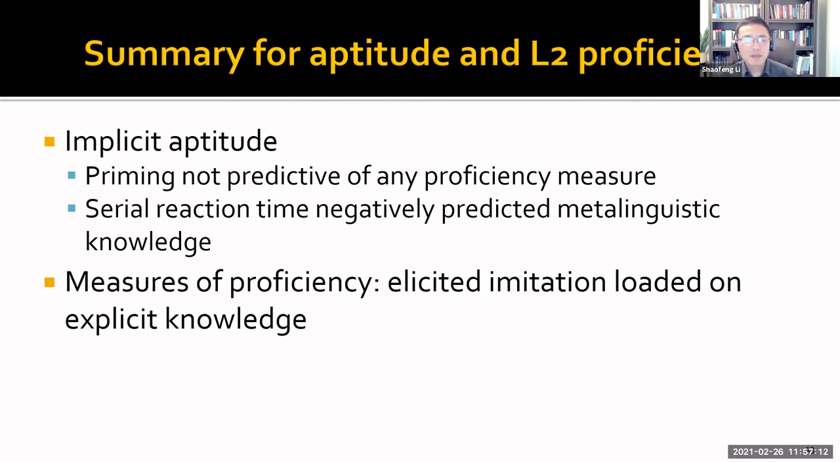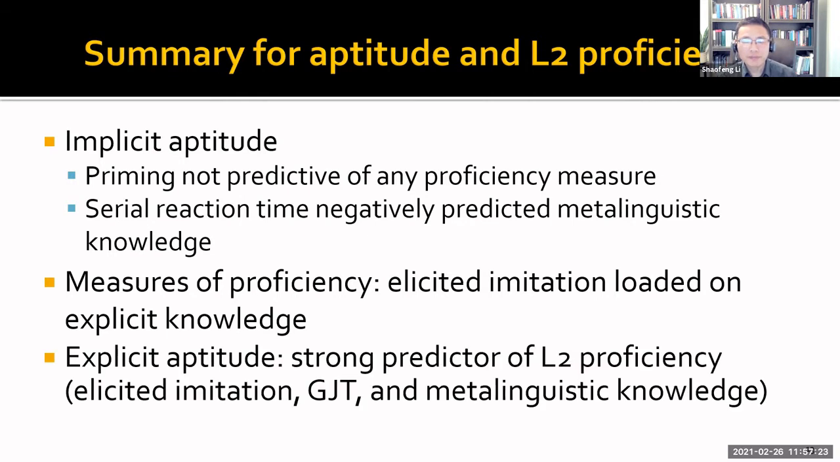In terms of the measures of proficiency, elicited imitation, which was hypothesized to measure implicit knowledge, turned out to be a measure of explicit knowledge. Explicit aptitude was a strong predictor of proficiency.